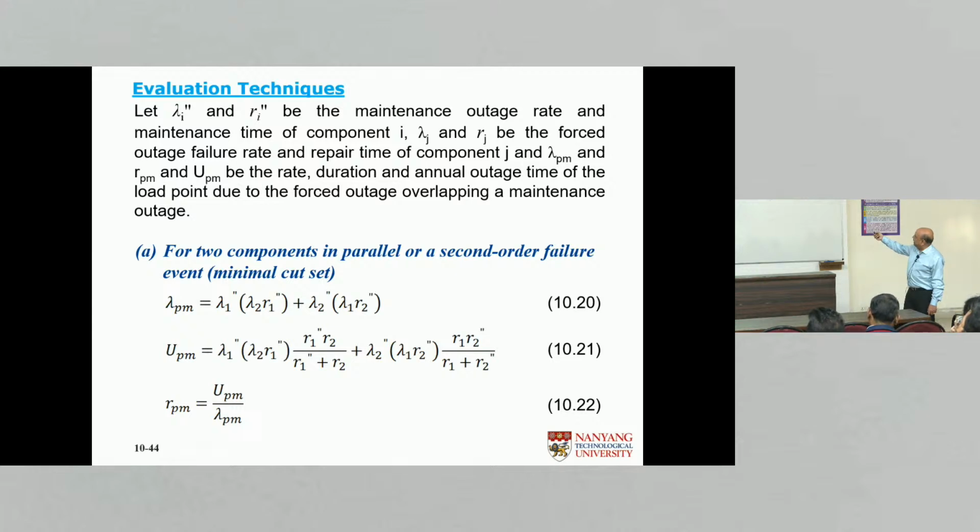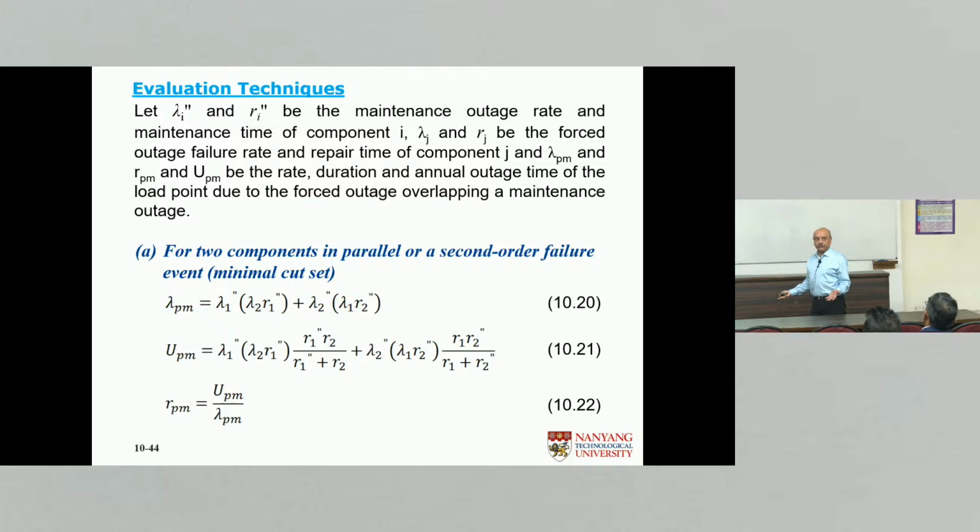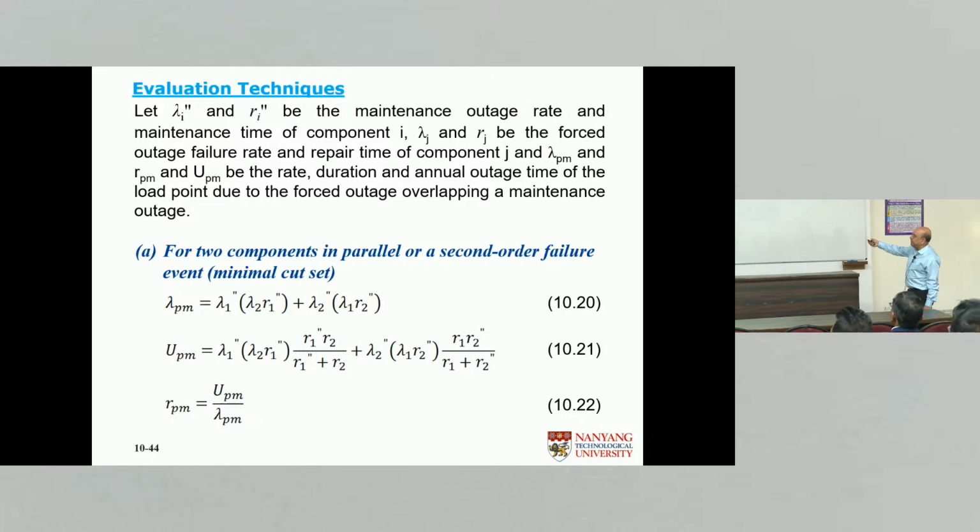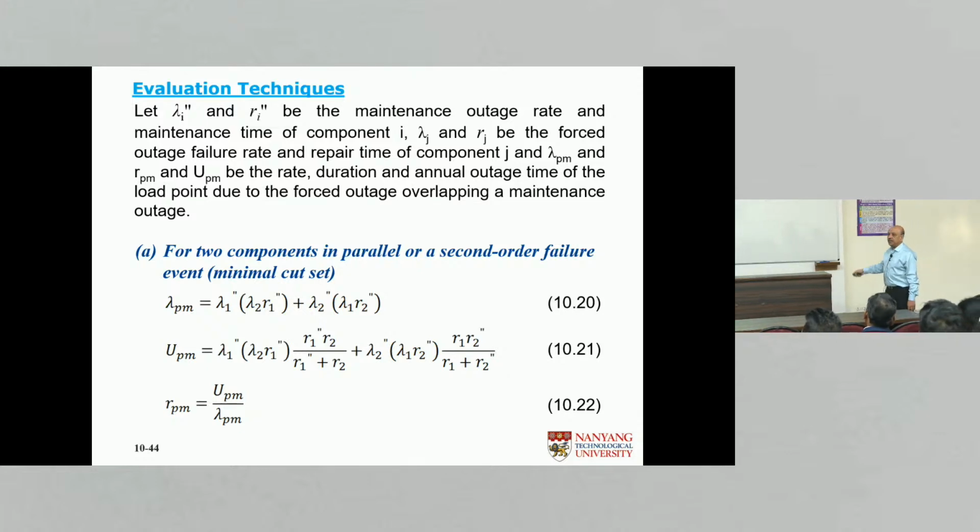And lambda J and Rj are the forced outage failure rate and repair rate of component J. Now this is the normal failure rate and repair time that we are used to. All this while we have been saying, oh, what is the failure rate? What is the repair time, right? So those are the normal ones that we are familiar with. And now we introduce another one, lambda PM, RPM and UPM. So what is lambda PM? It's the failure rate of a permanent outage overlapping a maintenance outage.